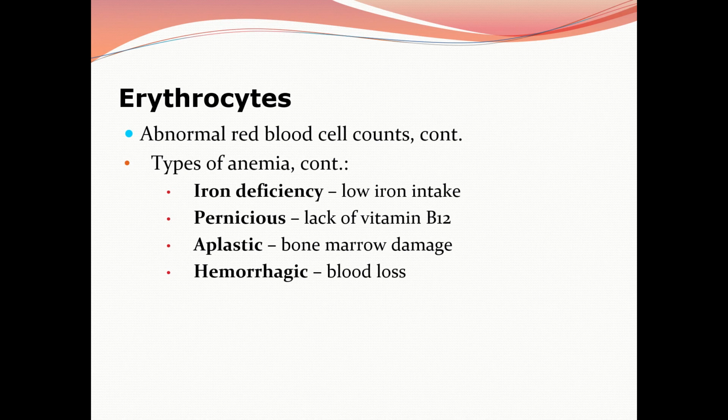Other types of anemia include iron deficiency, which comes from low iron intake, or pernicious, which is a lack of vitamin B12, which is an important vitamin in blood cell formation. Aplastic is bone marrow damage, and then hemorrhagic comes from blood loss.